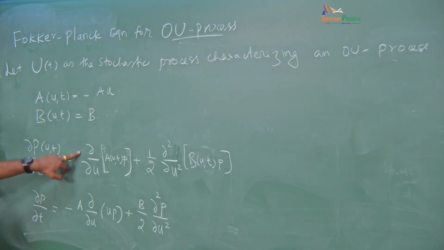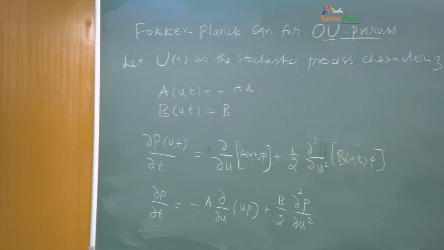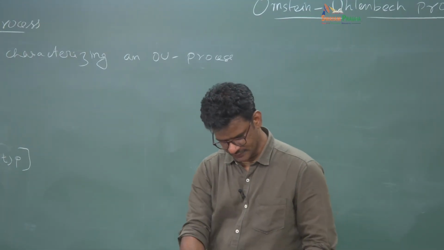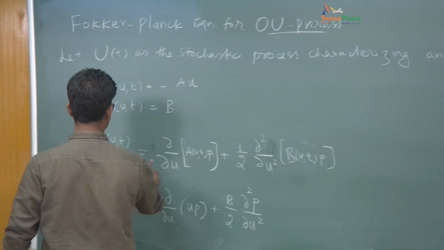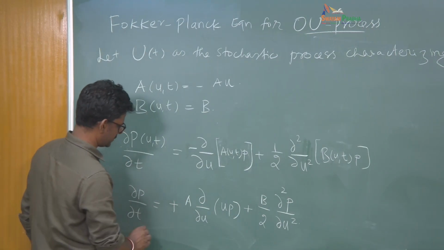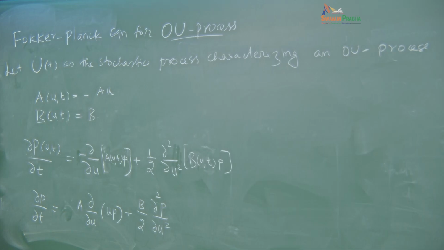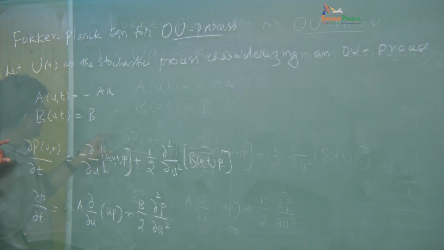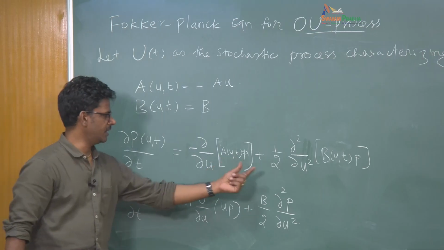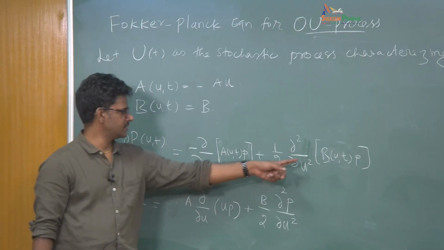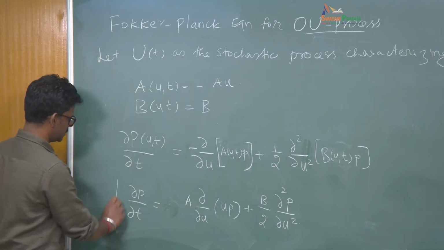Yeah, there is a negative sign there, so this becomes plus now. So we start with the Fokker-Planck equation and substitute for A and B. A is substituted as this constant A times u, and B is a constant taken out. So you have to solve this equation now.